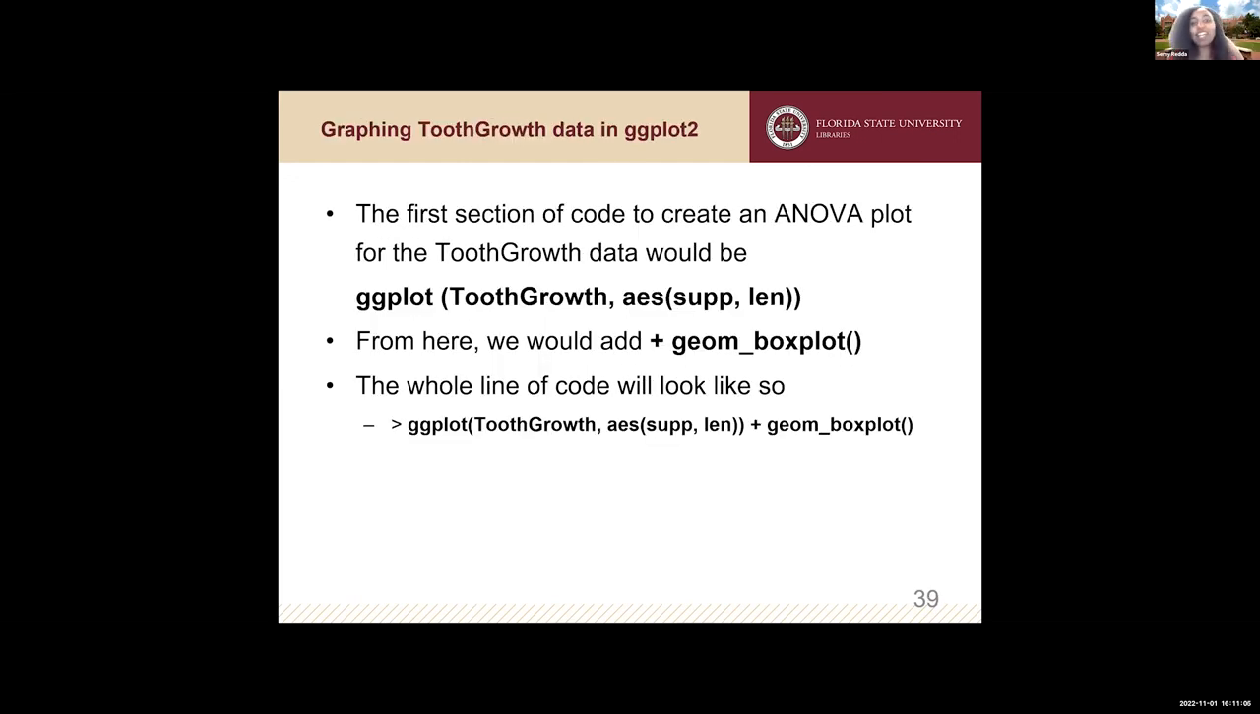So going back to the ToothGrowth data again, if we wanted to make that same box plot, we would start with that baseline that I talked about, ggplot, and then in parentheses, ToothGrowth, comma, aes, and the X and Y variables, which is supp and len. From here, you would add plus geom_boxplot. And then it would have parentheses at the end, but you don't have to put anything in those parentheses. So the whole line of code would look like this at the bottom: ggplot, open parentheses, ToothGrowth, comma, aes, and supp and len in parentheses with a comma in between, close parentheses, plus geom_boxplot. That's what it would look like. And if you run that, you should get a box plot.